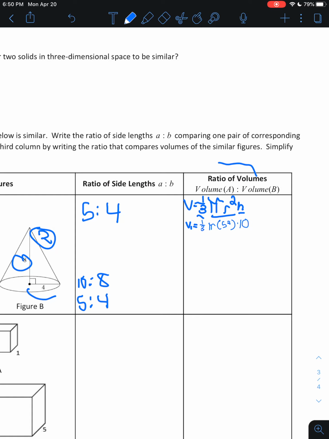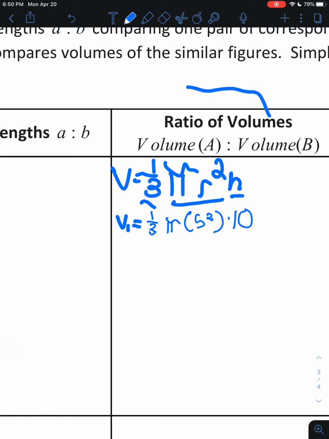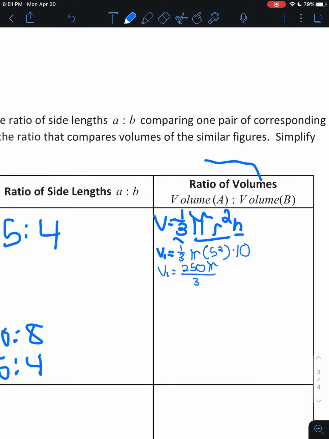And if you solve this and simplify, you'll get that volume 1 equals, let's see, 5 squared is 25 times 10. That would get you 250. And then times pi, let's keep pi in here. And then since it's times 1/3, we could just put all of that over 3. So that's how we could write the volume for shape 1.